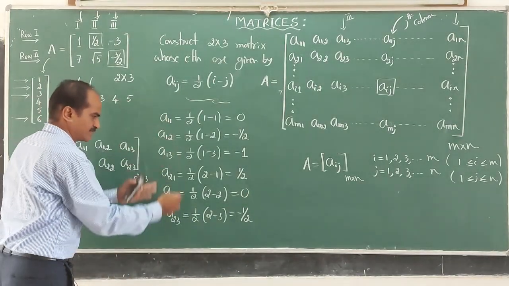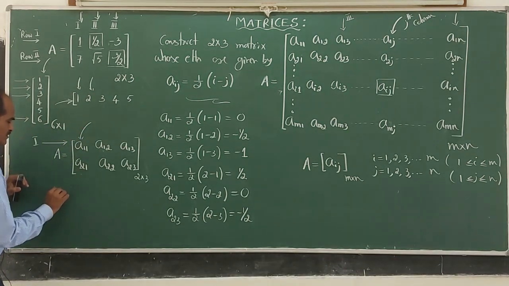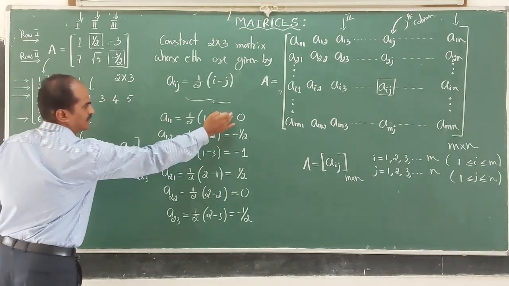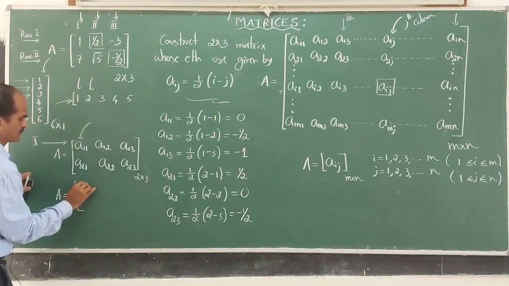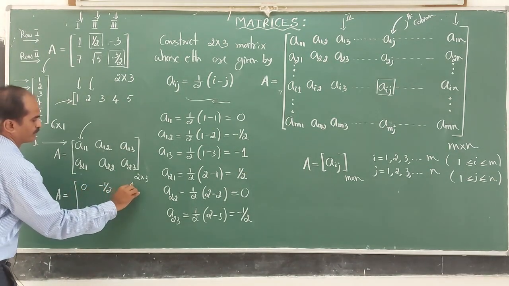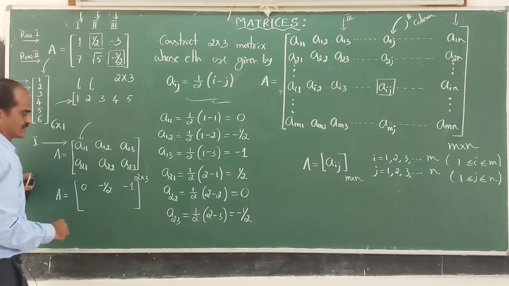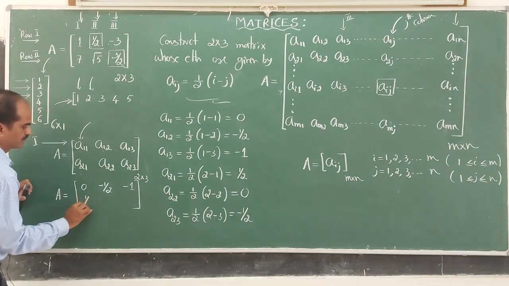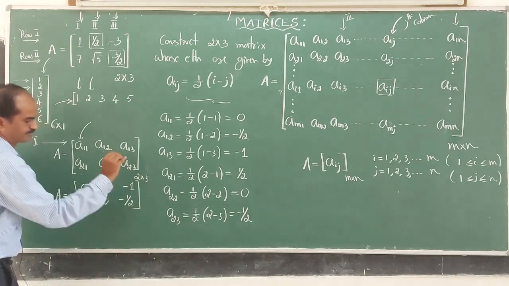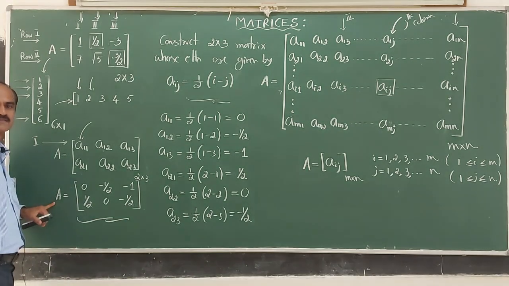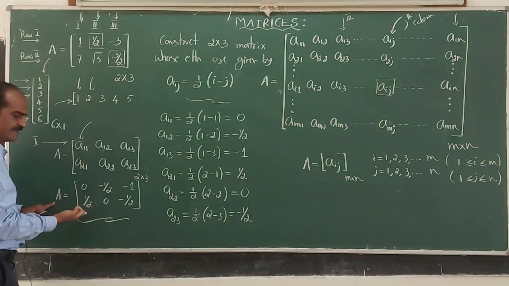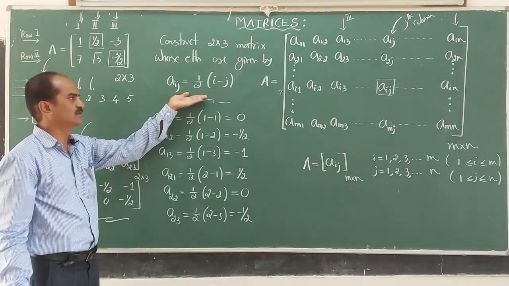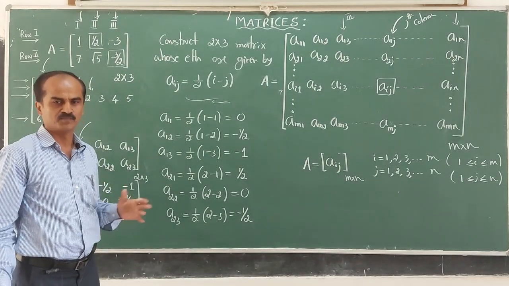Now let me replace these values in their respective positions. First row elements a11, a12, a13: 0, minus 1 by 2, minus 1. Second row elements a21, a22, a23: here they are, 1 by 2, 0, minus 1 by 2. So this is the required matrix they are asking for. What we did was construct a 2 by 3 matrix whose elements are described by Aij equal to half of i minus j. I hope you followed this.